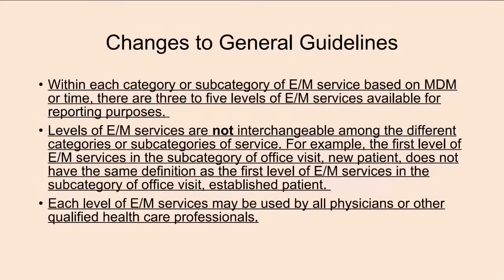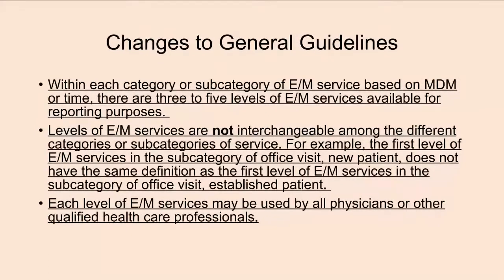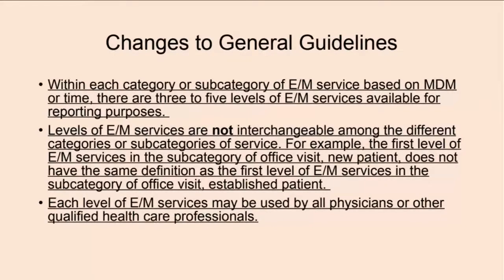Okay, so let's look at the changes to the general guidelines. This is more a clarification than an actual change, but here's the wording that was added. The new words throughout this are indicated by underlines. The wording is, within each category or subcategory of E&M services based on MDM or time, there are 3 to 5 levels of E&M services available for reporting services. Levels of E&M services are not interchangeable among the different categories or subcategories of service.